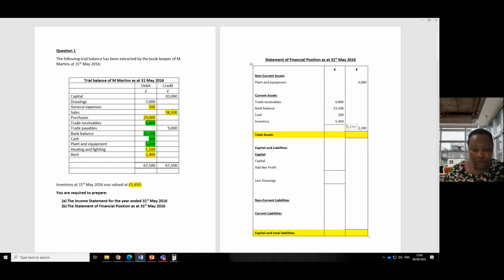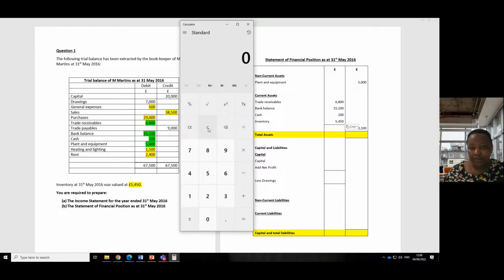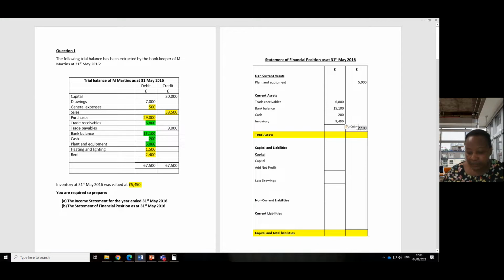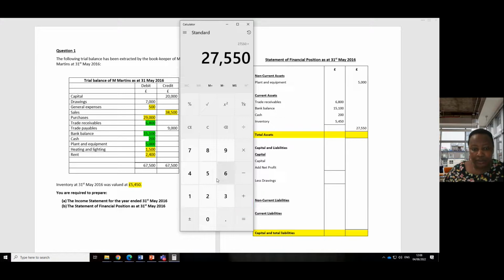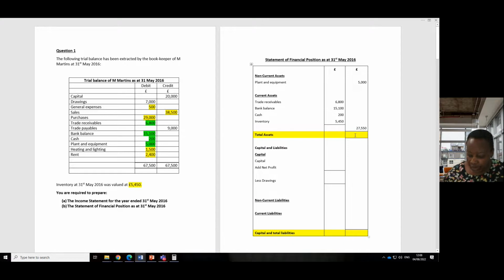So please, let's take note of that. It means that our current asset figure would change. So we'll have to do that again. We have 5,450. We add 200. We add 15,100, and we add 6,800. And that gives us 27,550. Now we add that to our non-current assets of 5,000, and we get 32,550. Now that looks more like it, 32,550. So I hope that is clear.